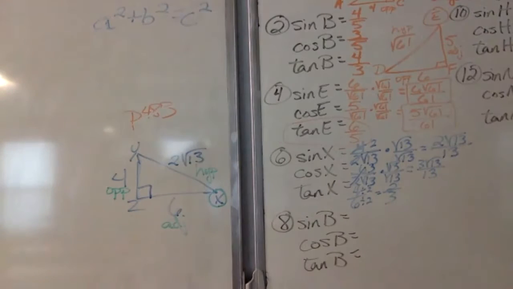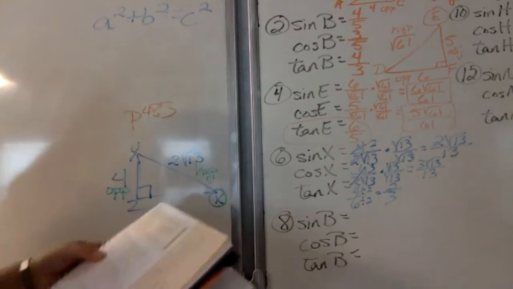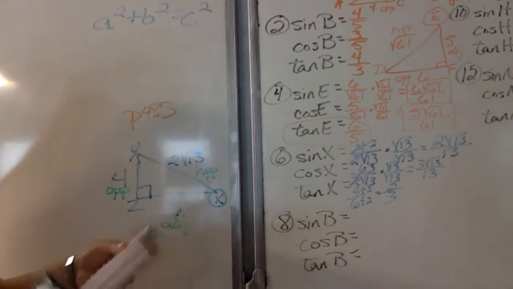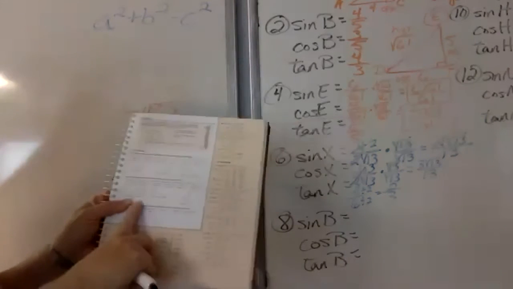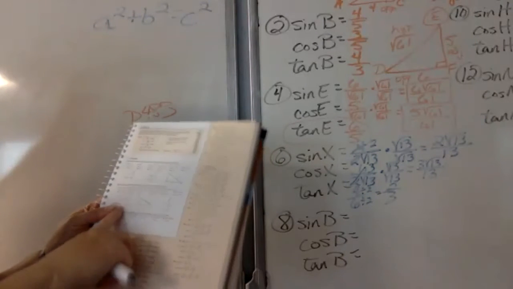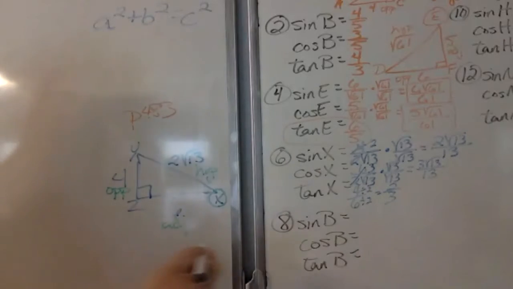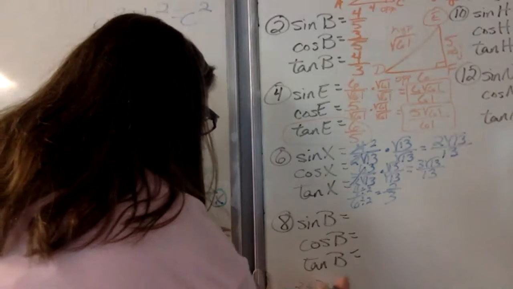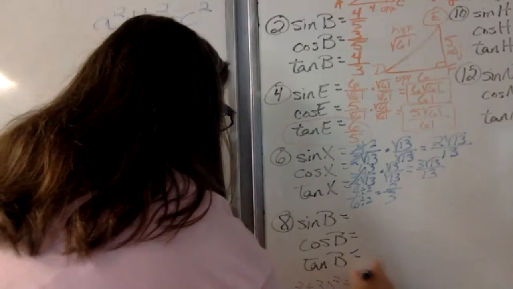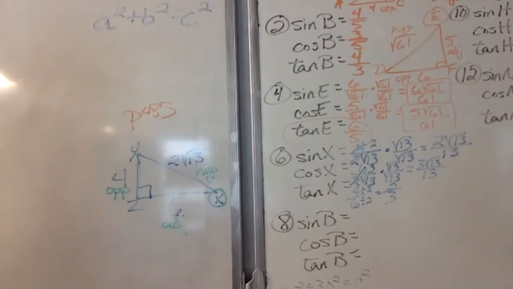Okay, on number 8, we have the 2 legs, because it's this first triangle here. You've got the 2 legs, and you need to find the hypotenuse. So for number 8, you're going to have 16 squared plus 30 squared equals c squared. You're trying to find the hypotenuse.